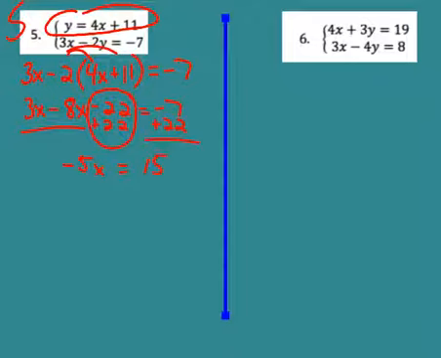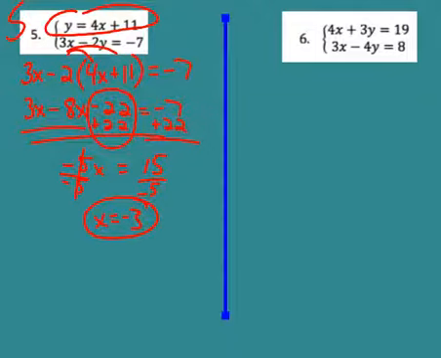I don't see many of you guys writing these lines anymore where you're adding and subtracting and things like that. If you're making mistakes and you're not doing that, that's something I would start doing again. Divide by negative 5. X equals negative 3. Being able to read what you're writing and seeing mistakes is half the battle.